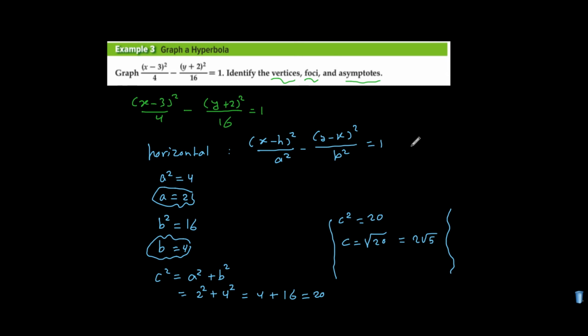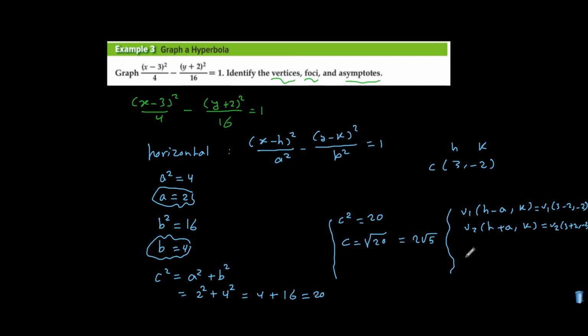Okay, what about the vertices? Vertex 1 is (h minus a, k), and vertex 2 is (h plus a, k). Just substitute here. What is h here? The center of the hyperbola is (3, negative 2), so h equals 3 and k equals negative 2. Substitute here: h is 3, 3 minus a, k is negative 2. To get v2, 3 plus 2, negative 2.